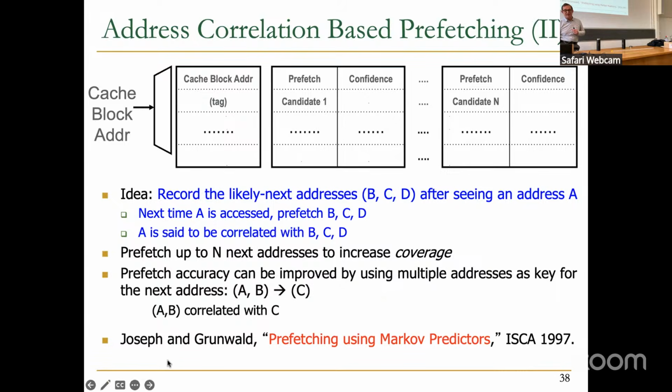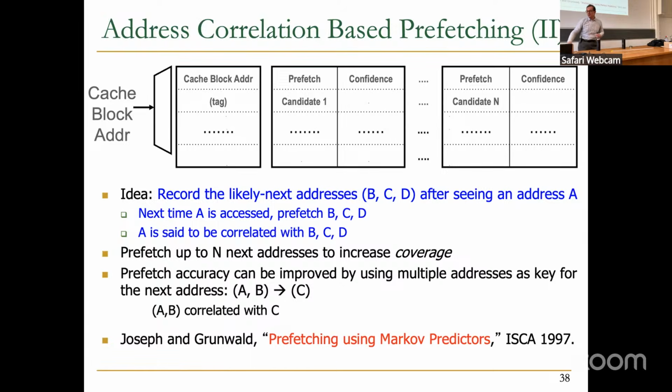You can also improve accuracy by using multiple addresses as key for the next address, right? As opposed to using just A, you wait for A and B. And every time you see A and B in sequence, the next address you see is C. So now A and B are said to be correlated with C, right? Very similar to delta correlation in the end. But this was developed before delta correlation. And this is actually very intensive in terms of storage. Why? Because you need to store a lot of addresses, right?